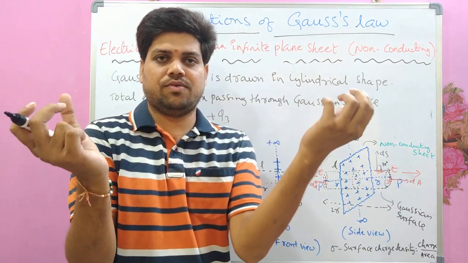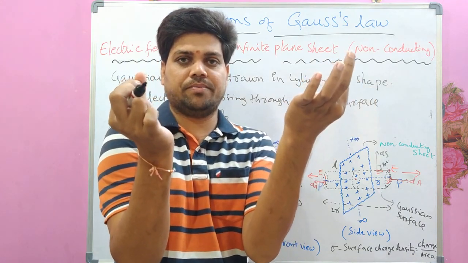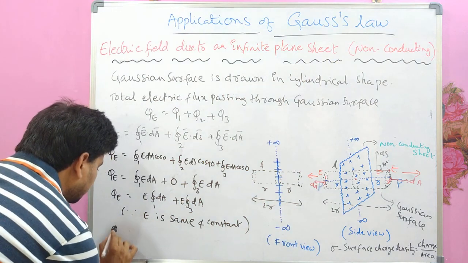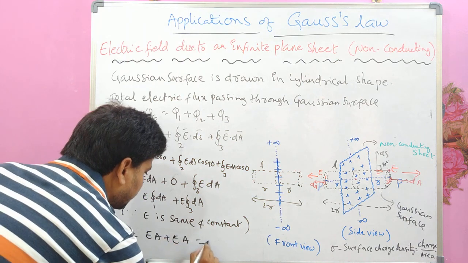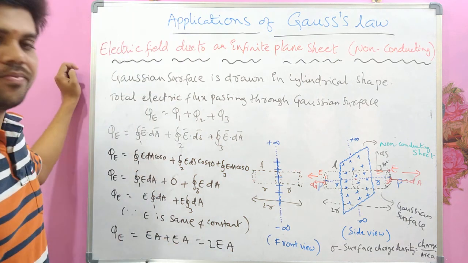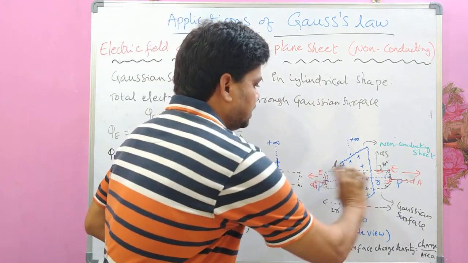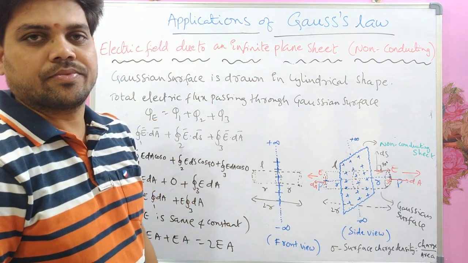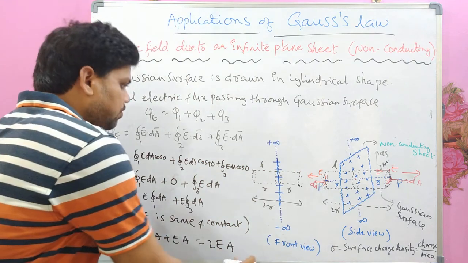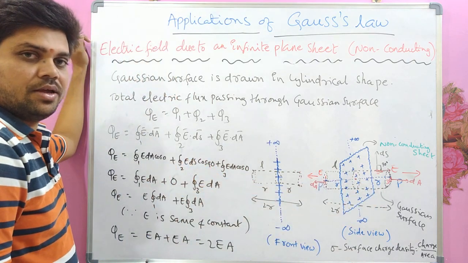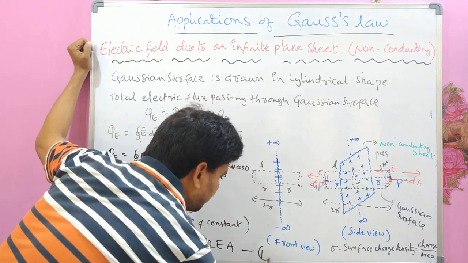See, for a cylinder of uniform radius, both areas remain the same. So let us take that area as A, so it will be EA plus EA, which equals 2EA. So integral dA, I am taking it as A. This area is A and this area is A, a circular area. So 2EA is the total flux passing through this Gaussian surface, by the definition of flux. Let us call this equation number 1.